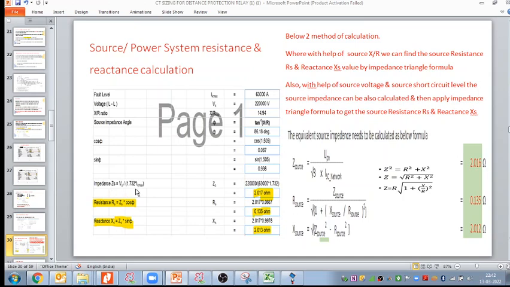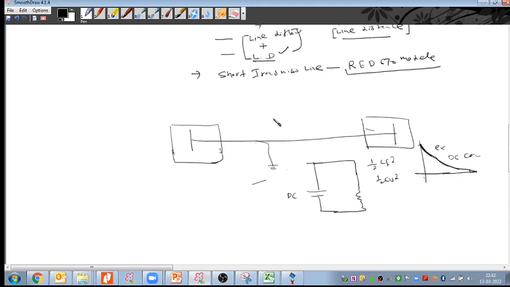Now we go to the impedance ZS. And what is the ZS? ZS is the source impedance. For the source impedance, we can follow this formula, Ohm's law: V is equal to IZ. So I am putting V is equal to IZ. Or for a three-phase system, we can write V is equal to root 3 into I into Z.